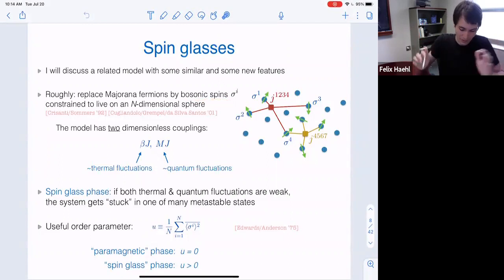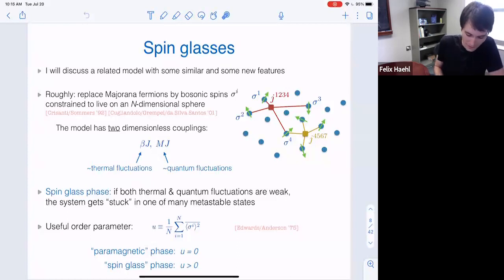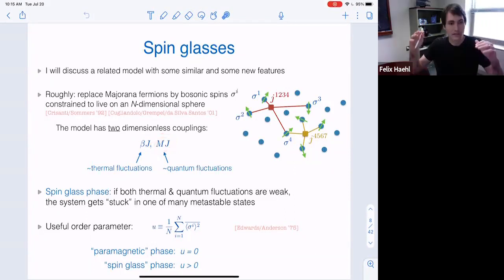And so you have to impose an additional constraint that these spins should lie on a sphere. And therefore, the model is going to have two dimensionless couplings. There's going to be a beta J that's similar to the SYK case, and that's going to roughly describe the strength of thermal fluctuations in the system. And in addition, there's going to be another coupling that comes from setting the size of that sphere I mentioned.